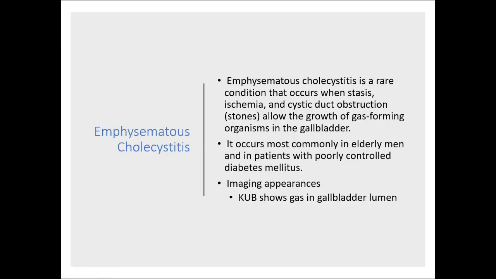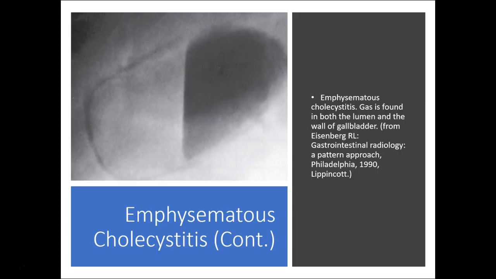Okay, emphysematous, I say it, it's hard, cholecystitis. It's a rare condition that occurs when stasis, ischemia, or cystic duct obstruction from stones or whatever allows the growth of a gas-forming organism in the gallbladder. It occurs most commonly in elderly men and in patients with poorly controlled diabetes. KUB is the best way to see it, and it shows us the lumen. As you can see here, we have air. On X-ray, air is black. So we have air within the gallbladder.